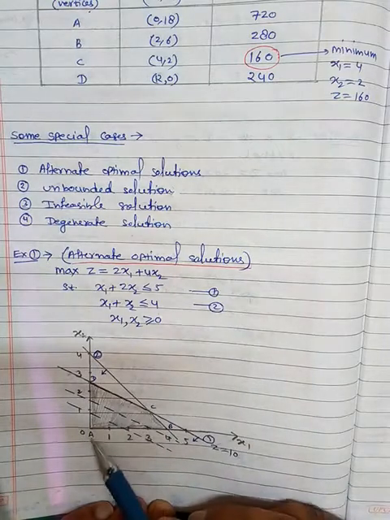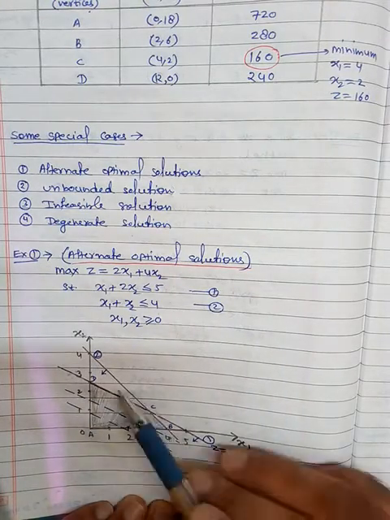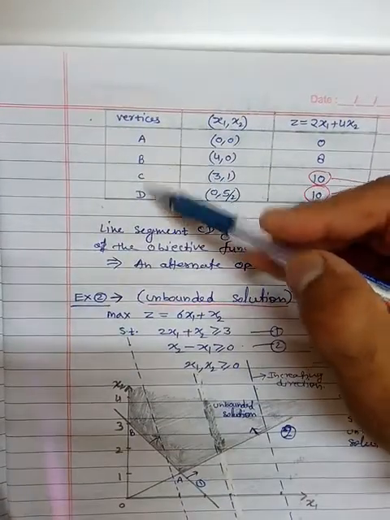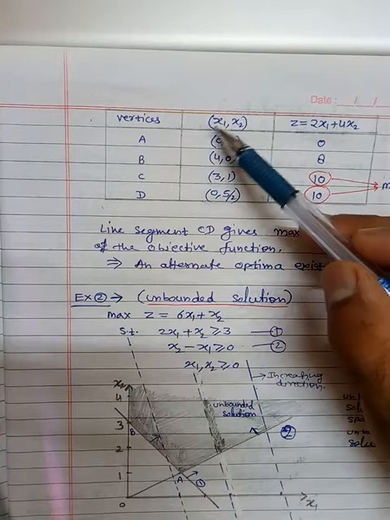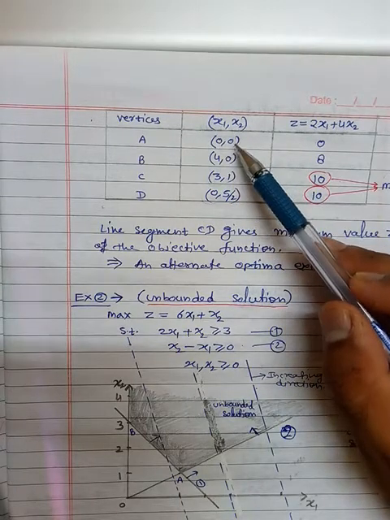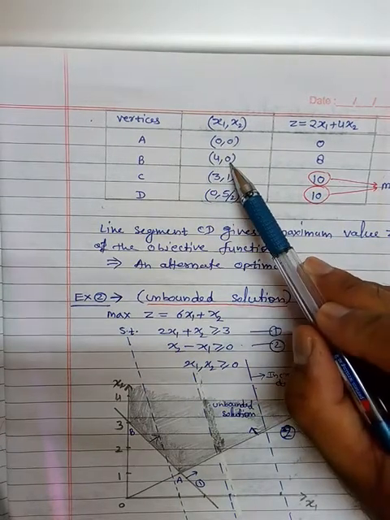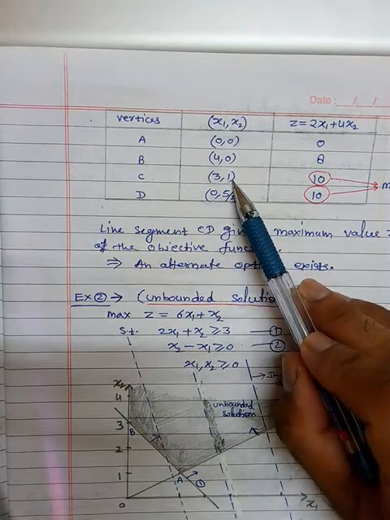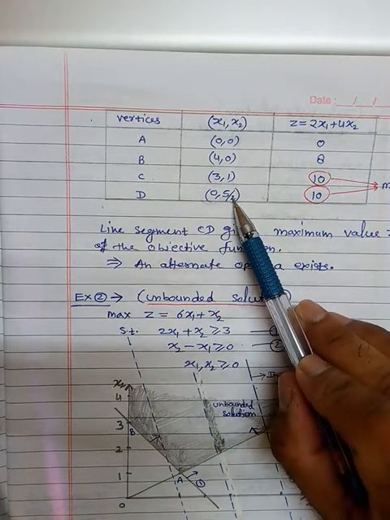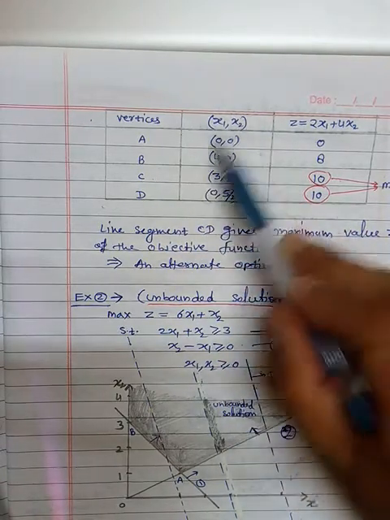Alternately, suppose you are not interested in this line. We have A, B, C, D, four corner points. So first find out their coordinates. For A we have x1 is 0, x2 is 0. For B we have 4 and 0. For C we have 3 and 1, and for D it is 0 and 5 by 2. Find out the objective function values at these points.